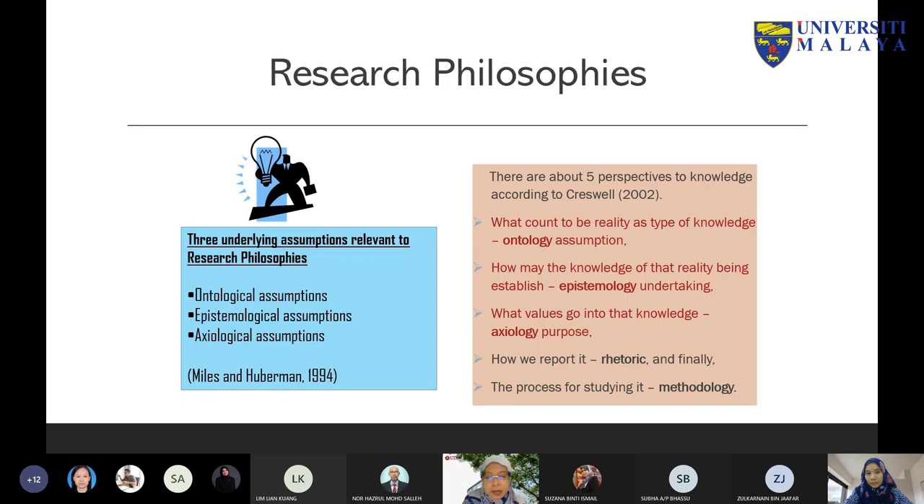So Miles and Huberman also, this is 1994. His book is very big, very thick. I don't know whether you can see it or not. Okay, so ontological, epistemological, axiological. Those are the things that I already summarized. So I'm just showing you the sources.